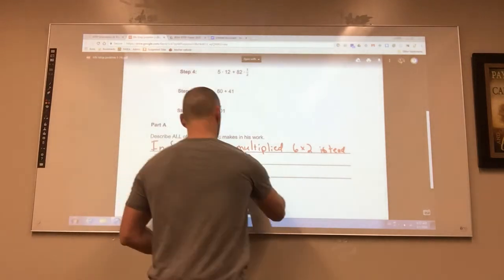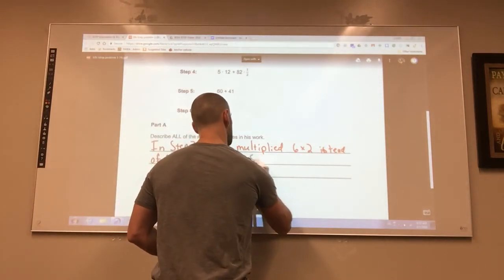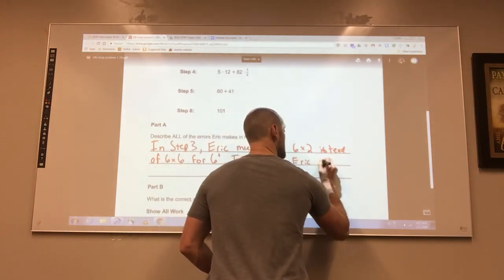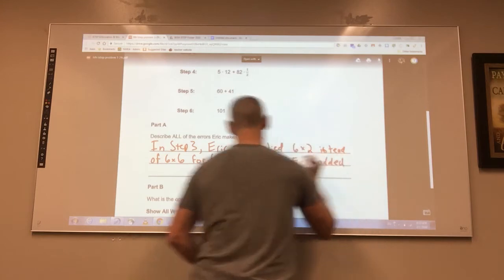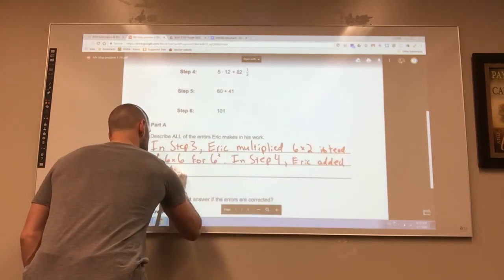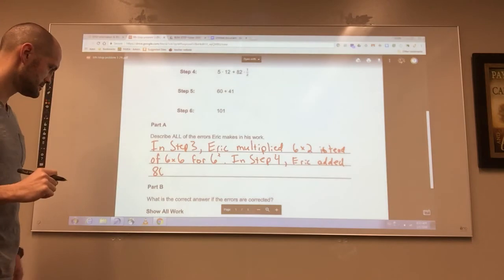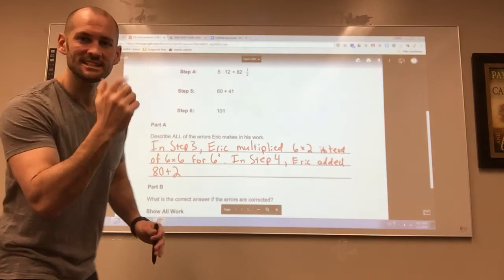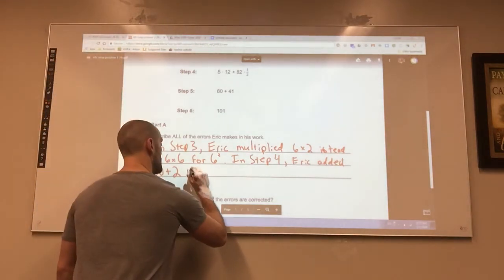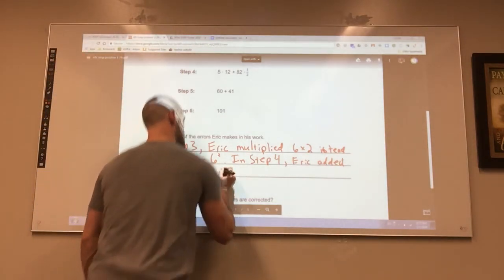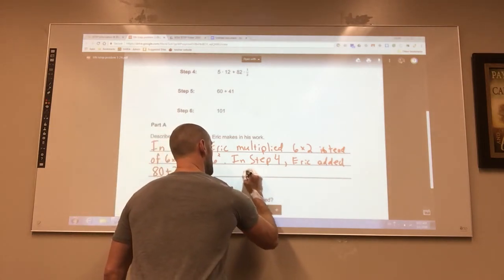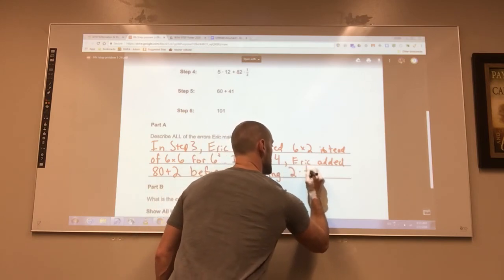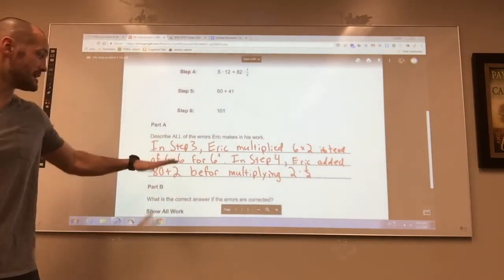The second error, in step 4, Eric added 80 plus 2. Come on, come back to me. Bam. Oh, skills. So 80 plus 2 before multiplying 2 times 1/2. Okay, I've just identified both mistakes.